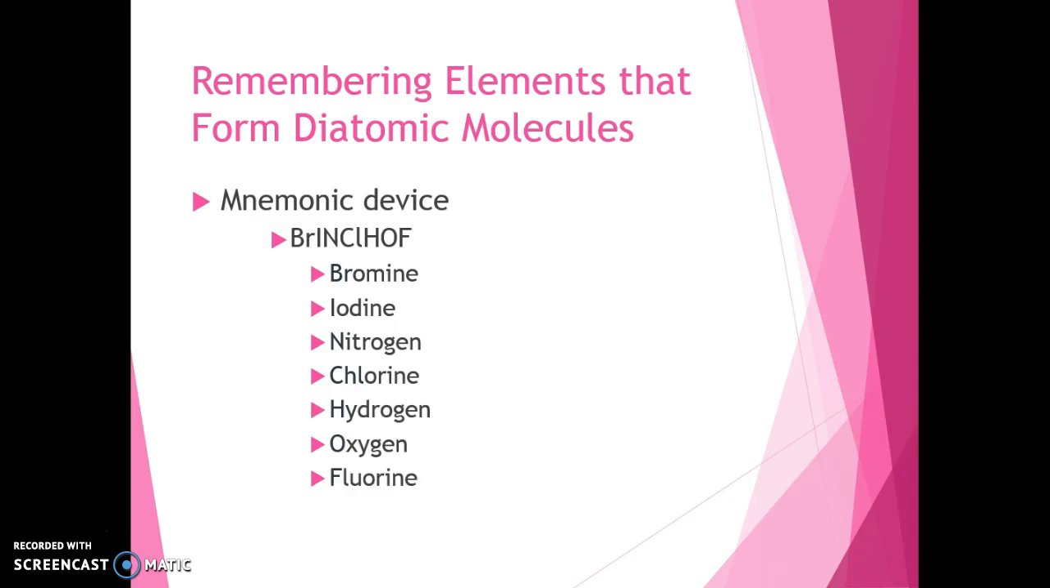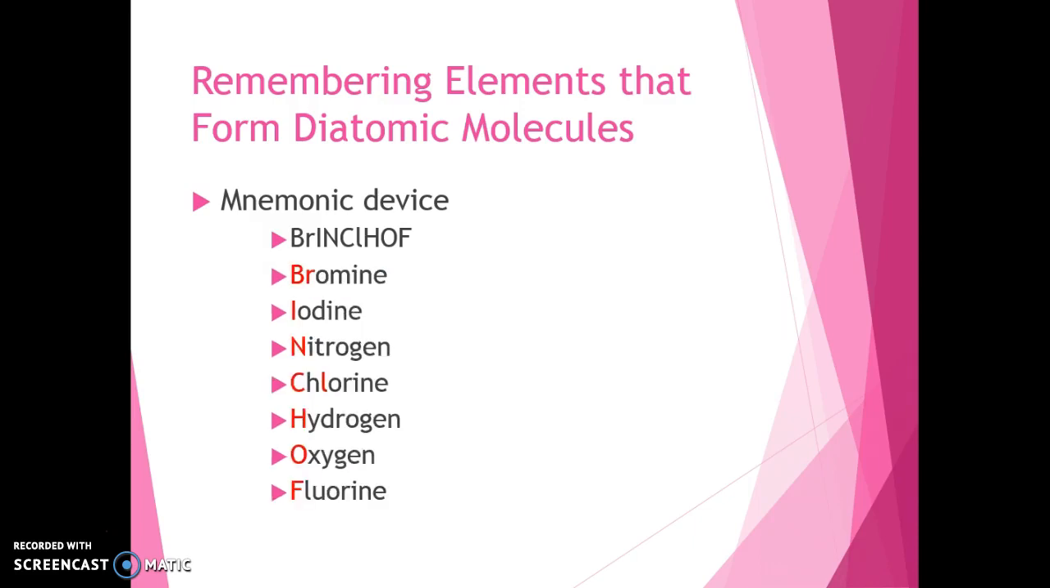So we can see that we have 7 elements that form diatomic molecules, and there are only 7 on the periodic table. And these are those 7. Let's look at them again. Bromine, iodine, nitrogen, chlorine, hydrogen, oxygen, and fluorine.